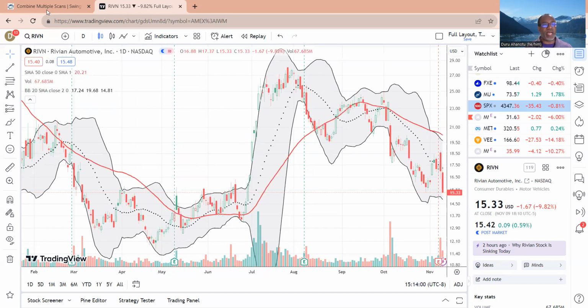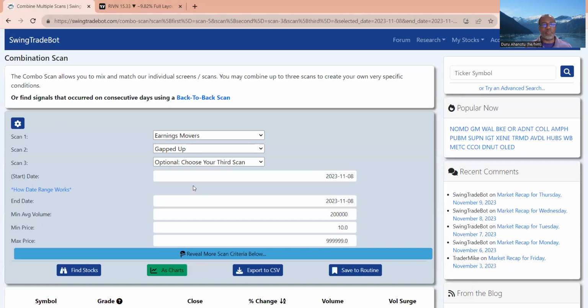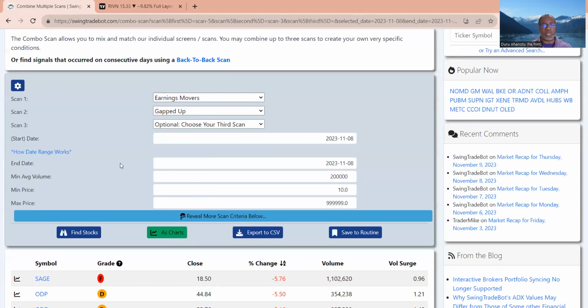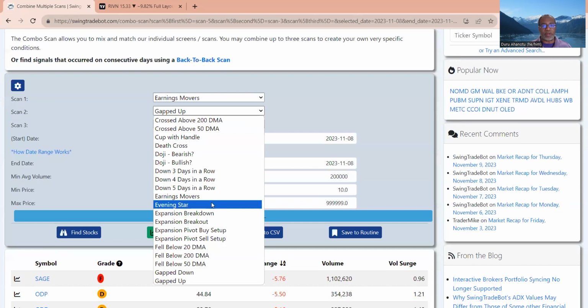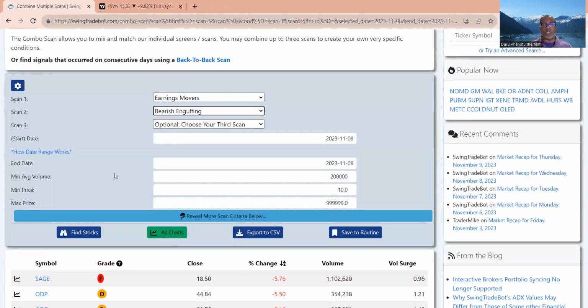Now, when I talked to Trader Mike, the creator of Swingtradebot, about this, he also took a look at another potential way of looking for these weak stocks, which is earnings movers that also had bearish engulfing patterns after the gap up. And let me just explain really quickly what bearish engulfing is.